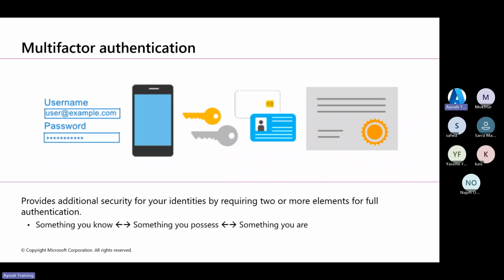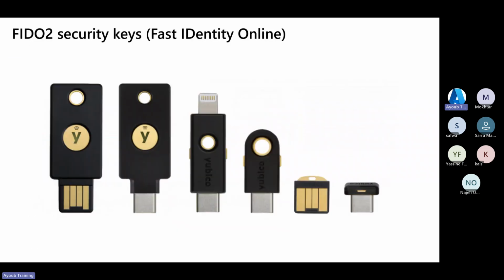Okay, so here I will talk about something you possess. For example, we talk about FIDO version 2, FIDO security keys, that means Fast Identity Online. So when you type your password and log in, you can also use this kind of key for additional security. It's a physical key, only for you.